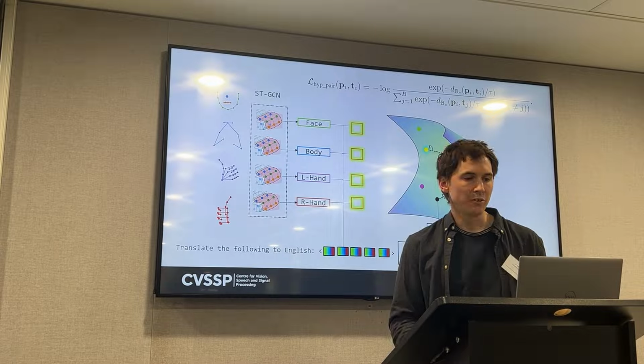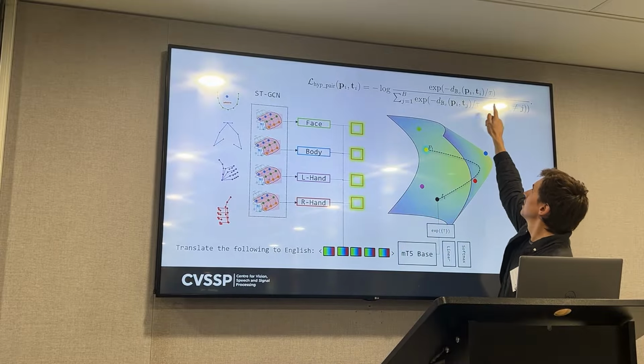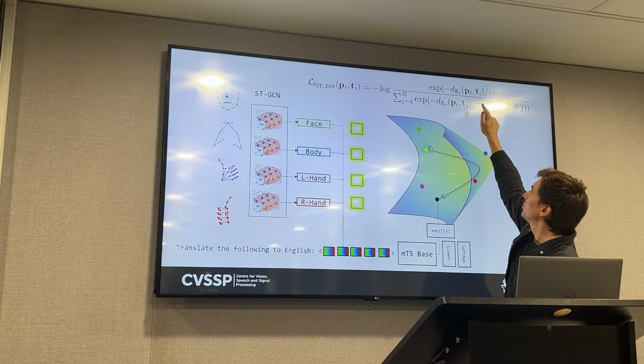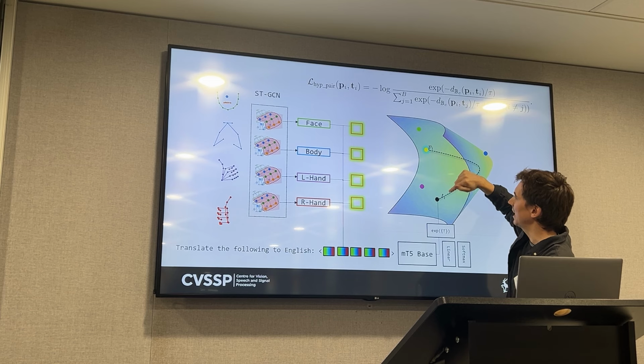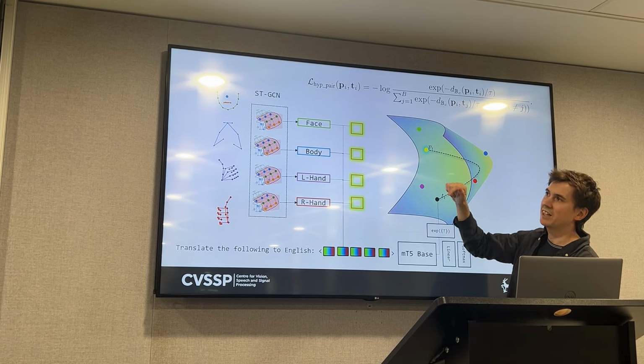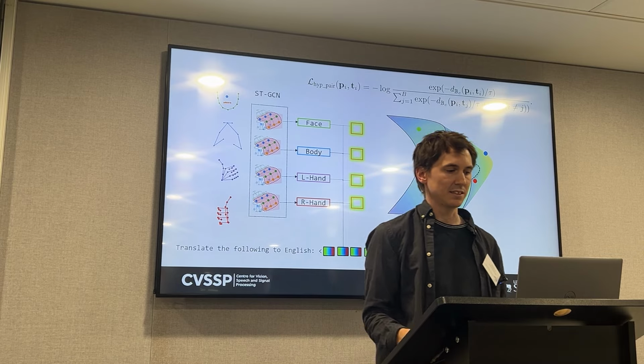And then we're going to do an InfoNCE loss. But the difference is we're going to take the negative hyperbolic distance between the pose representation, this mean pose representation, and the text representation. Obviously that distance is going to be curved along this hyperbolic plane. And we're going to minimize this distance.